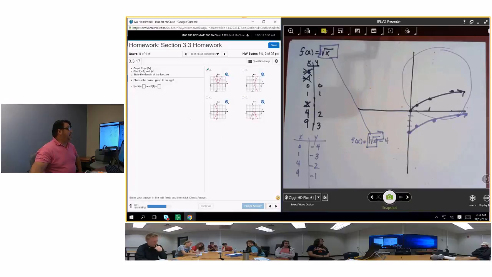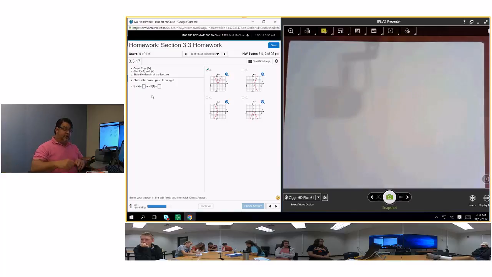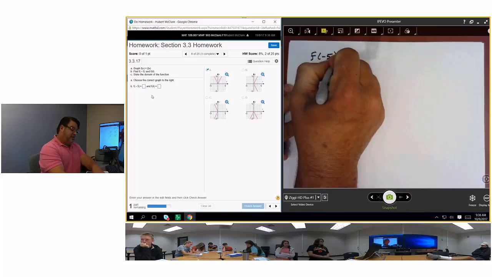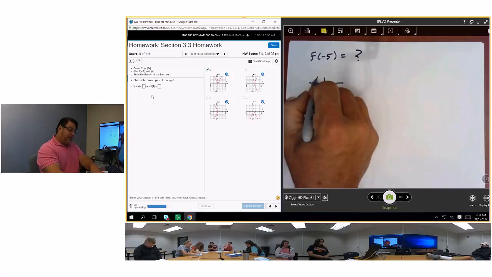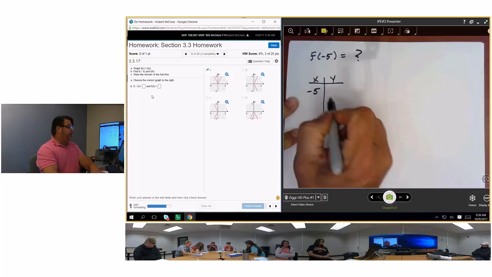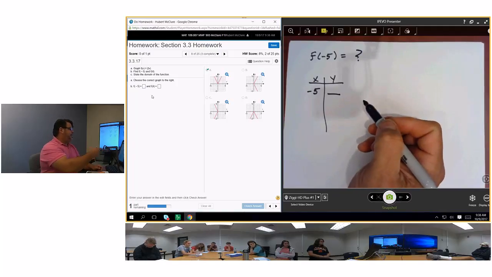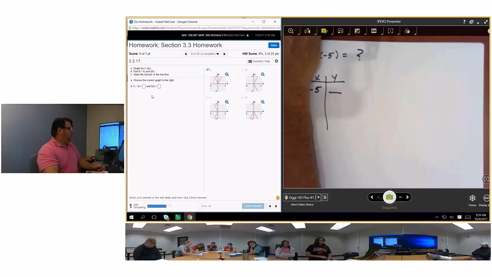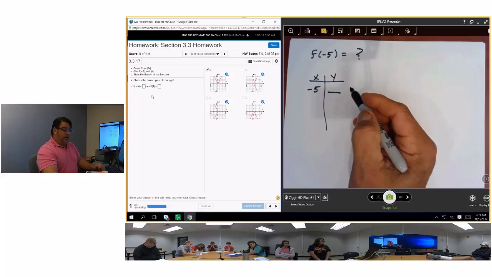Well, what is f of negative 5? What I want to show you here, you're going to see on your homework and test. If I give you f of negative 5 is equal to whatever, that's the same thing as being in pre-algebra and putting a negative 5 right here, plugging it in and getting y. So don't let the way it's presented throw you off, because it'll throw some people off.